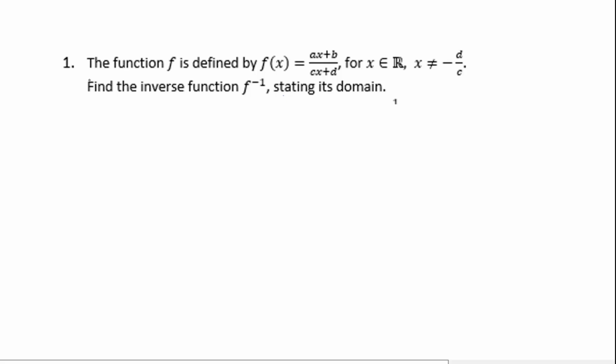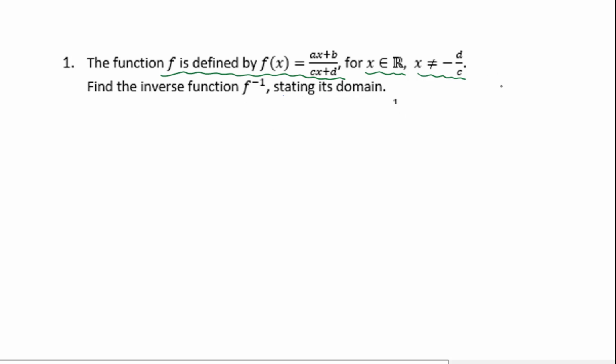Let's go to question 1. The function f is defined by f of x equals (ax plus b) over (cx plus d), for x all real numbers, but x not equal to negative d over c. Find the inverse function, stating its domain.